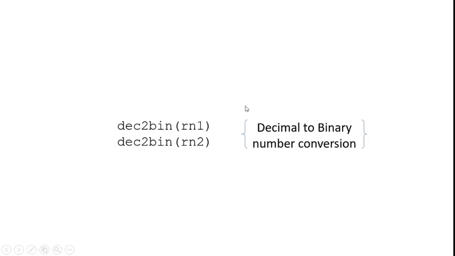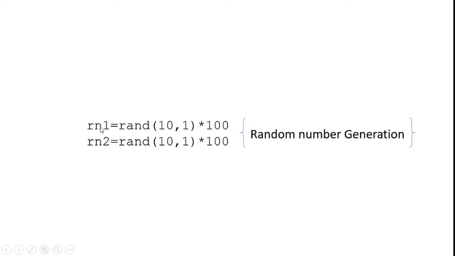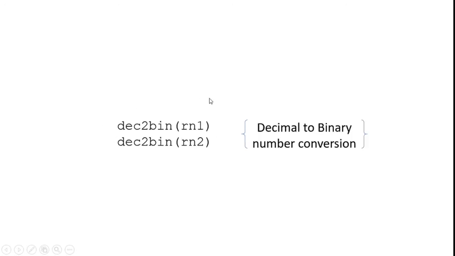After that, the next step in the genetic algorithm is to convert the generated random numbers from decimal to binary. I consider dec2bin as the command for converting a decimal number to a binary number. dec2bin, open the bracket for random number 1, rn1. I already assigned the variable rn1, so dec2bin open bracket rn1. From this I can convert the random number from decimal to binary.